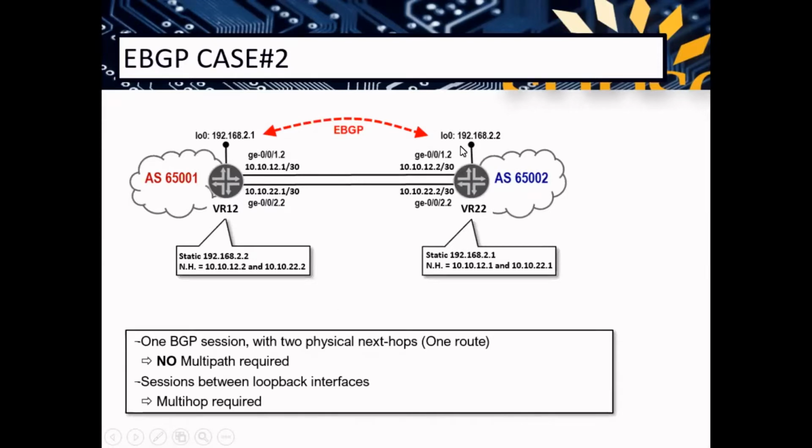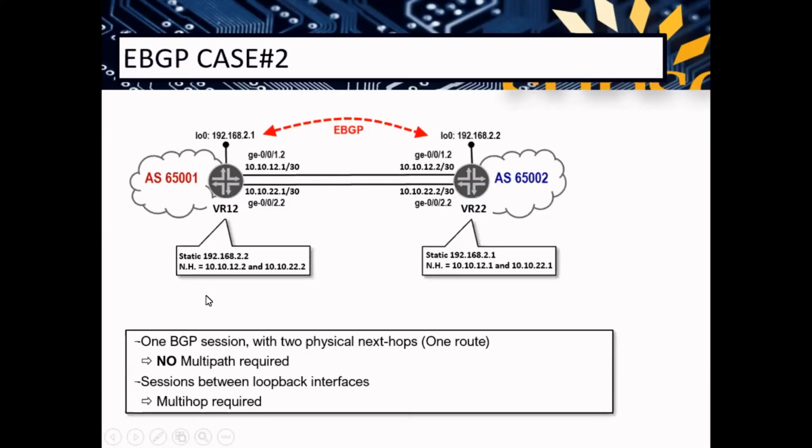So in case number two, instead of having two BGP sessions, I have a single BGP session. And it's between the loopback interfaces. It's going to need multi-hop, because the EBGP session won't come up if I don't do multi-hop. No multipath is required because I only have one route. So I really don't need to choose between two routes. What I need to do is make sure that the BGP next hop can be resolved to the two physical addresses, the two physical next hops.